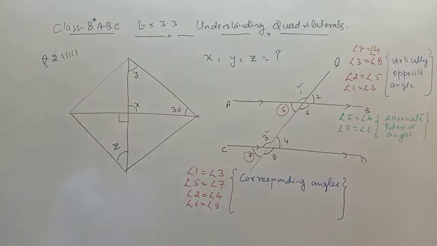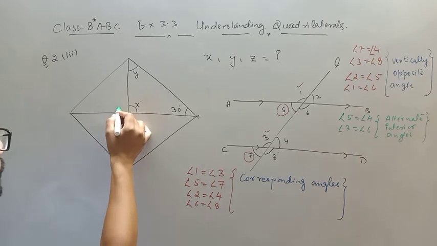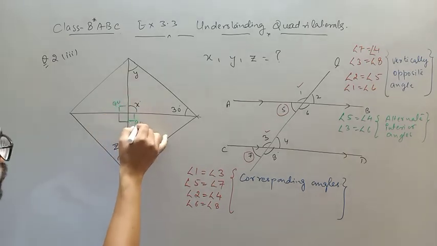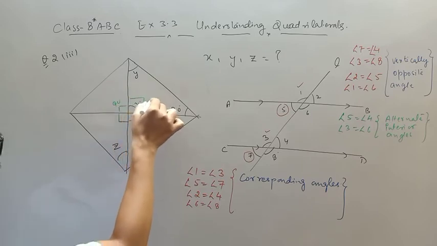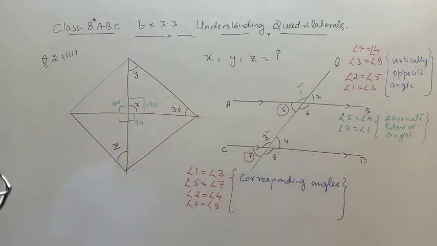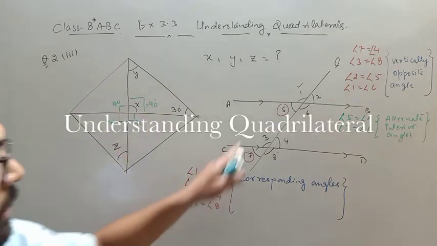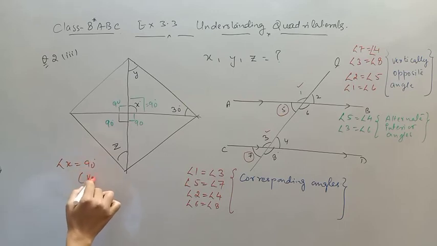Now if this is 90 degrees, that means this angle is also 90 degrees, and then the value of x is also equal to 90 degrees, right? Or you can simply write, if this angle is 90 degrees, so x is equal to 90 degrees. The reason is vertically opposite angles.